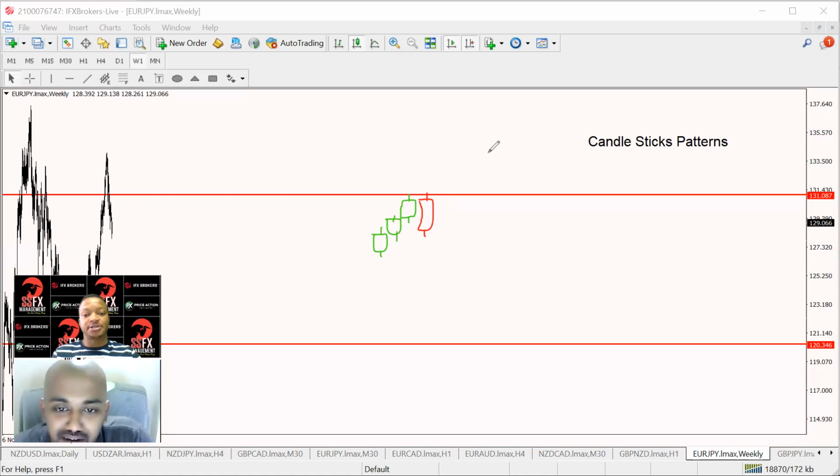This is the bearish engulfing. The bullish engulfing candle will be like this. Let me just draw them quickly so that we can explain them. Bearish engulfing.